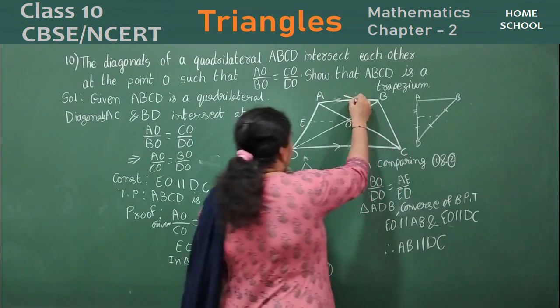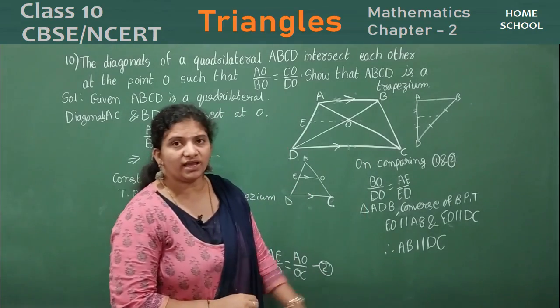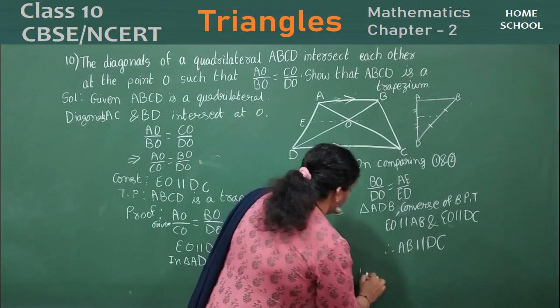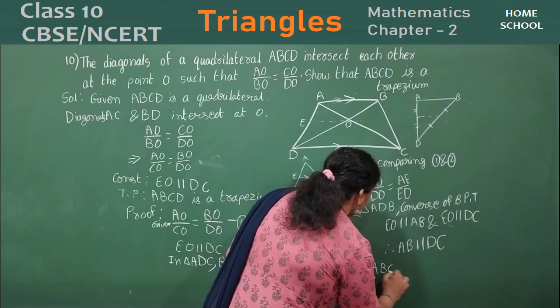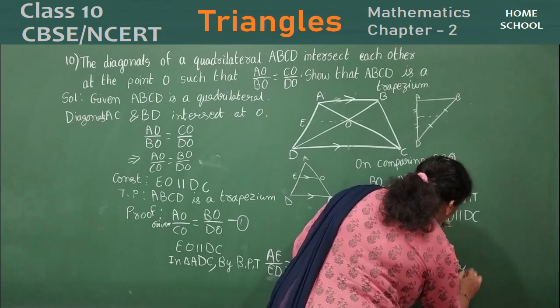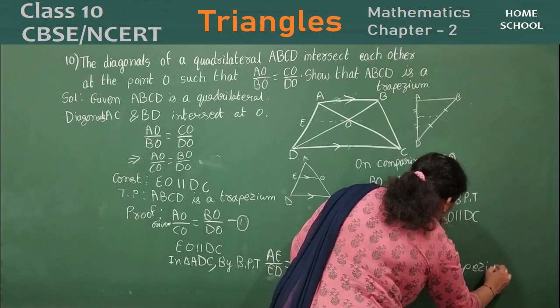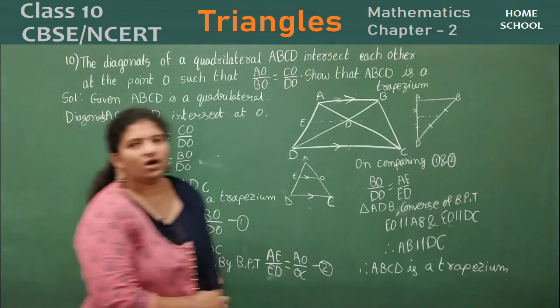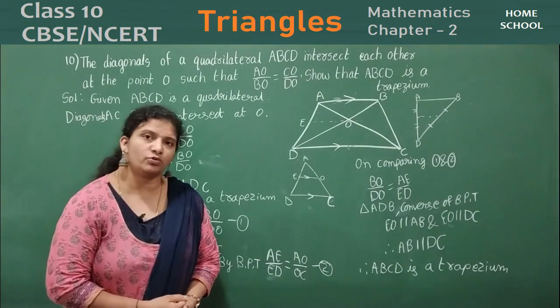If AB is parallel to DC, what can you say? Therefore, ABCD is a trapezium. Therefore, ABCD is a trapezium. Okay, this is the thing we need to prove here, children.